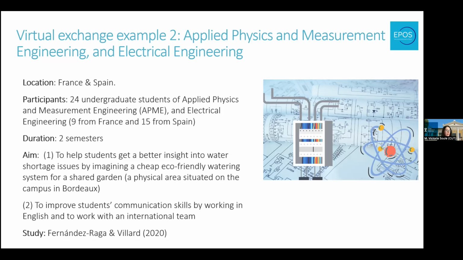The aim of the initiative was to help students get a better insight into water shortage issues by imagining a cheap, eco-friendly watering system for a shared garden, and to improve students' communication skills by working in English and working with an international team.